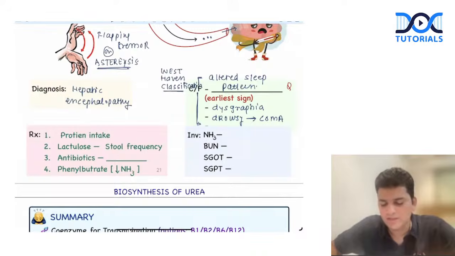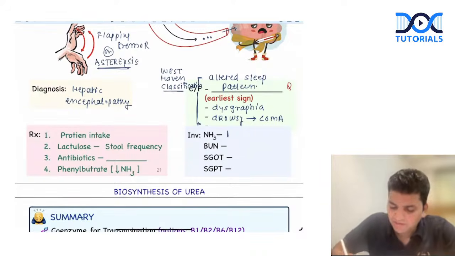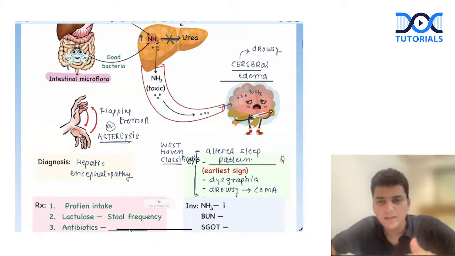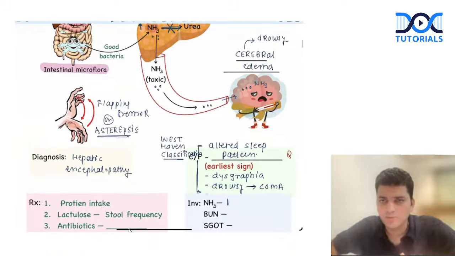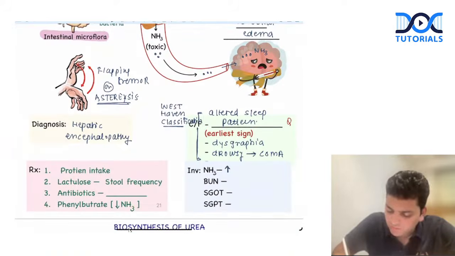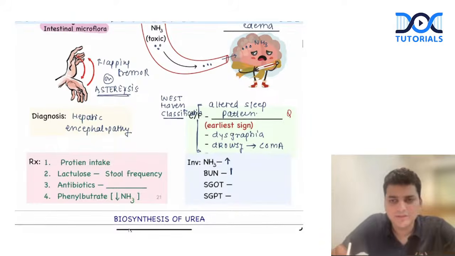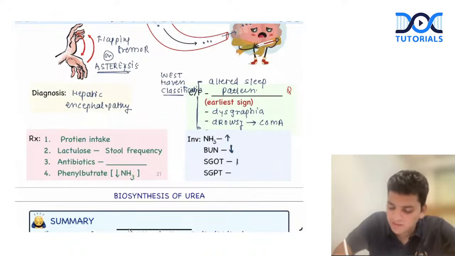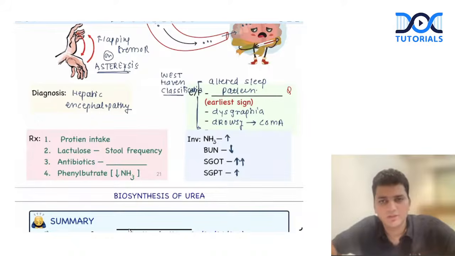If we do investigations in them, what will happen to the ammonia levels in Dharmendra? Because he's not able to convert the ammonia into urea, and his liver is not working, the ammonia levels will be higher. What will happen to the blood urea nitrogen levels? They will be lower because he can't make urea. And because this patient has cirrhosis, which will increase more, SGOT or SGPT? Yes, it is going to be SGOT, whether it's alcoholic or non-alcoholic cirrhosis.